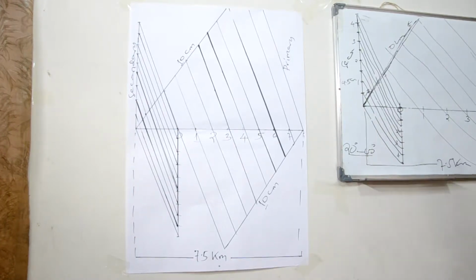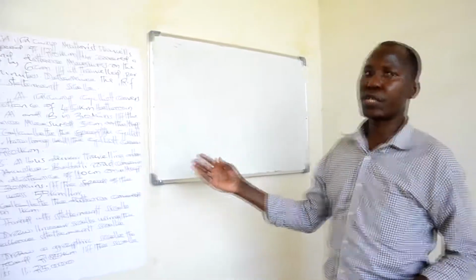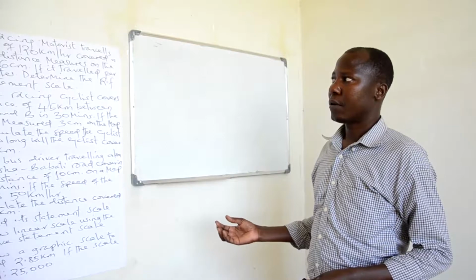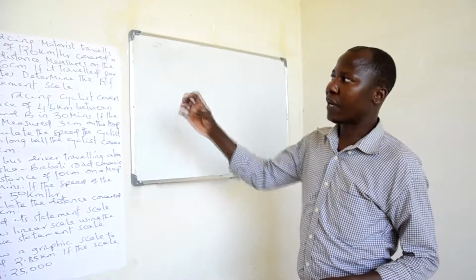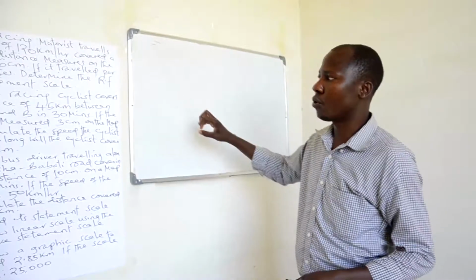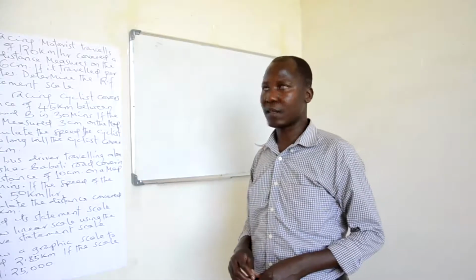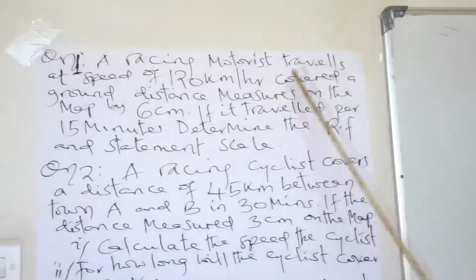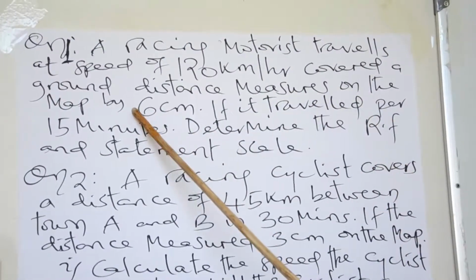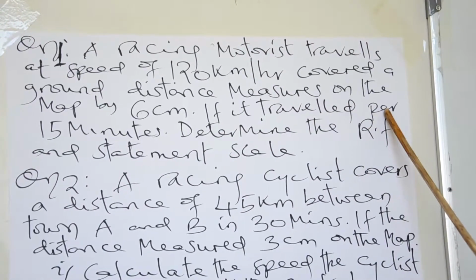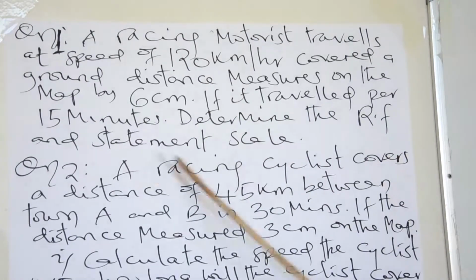Students, there are a lot of questions concerned with the metric linear scale. After discovering some of them, this question is guiding you to draw a metric linear scale. For instance, this question states that a motorist travels at a speed of 120 km per hour, covering a ground distance measured on the map by 6 cm. If it travels per 15 minutes, determine the RF and the statement scale.